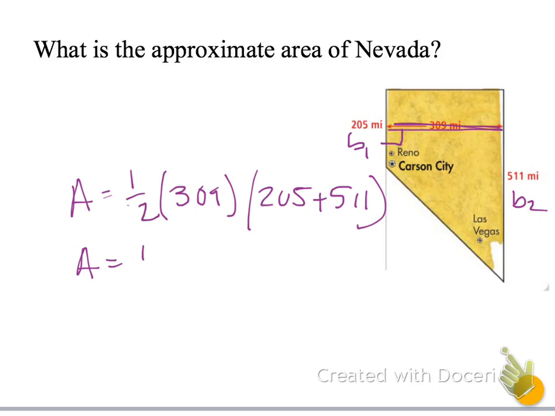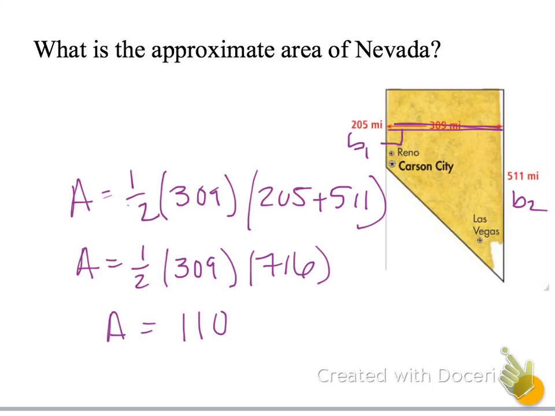So A equals 1.5 times 309 times 716. I'm going to multiply all those together. So my area equals 110,622 miles squared. Okay, remember to have the little squared when you are labeling area.